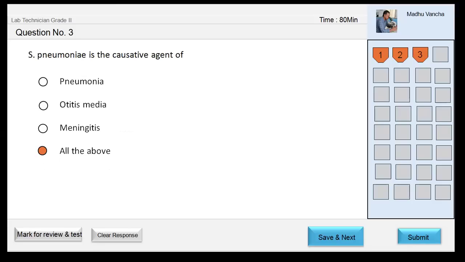What is meant by otitis media? That is the infection of the middle ear, and it causes meningitis. Meningitis means inflammation of the meninges. What is meninges? Meninges is the outer covering layer of the brain.